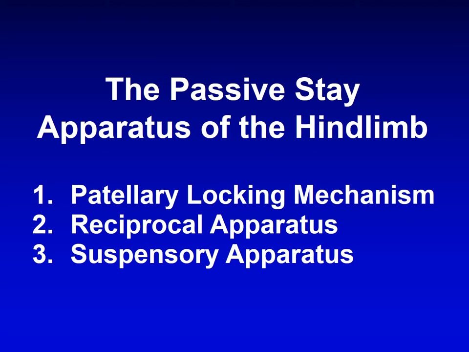And it prevents the fetlock from overextension, just like the forelimb, identical to the forelimb. So if we want to compare the forelimb and the hind limb, the passive stay apparatus in the forelimb has four components. The passive stay apparatus in the hind limb has three components.